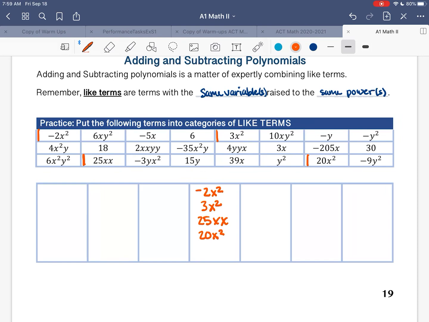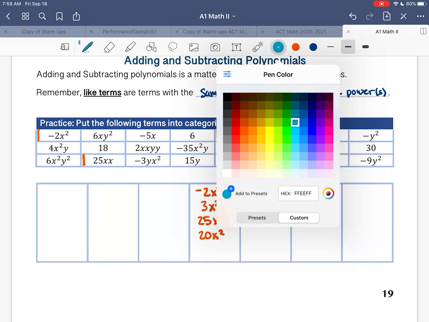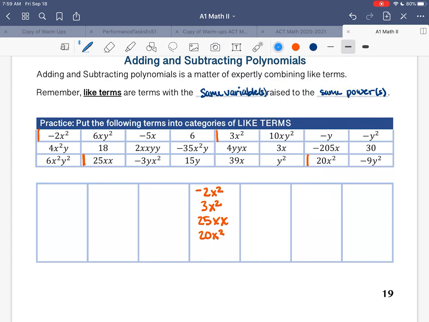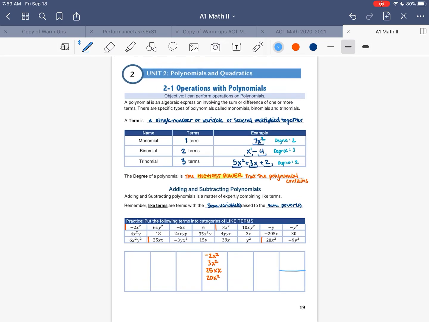So my encouragement to you is to go through each of these terms and put them in groups according to their like terms. I'm also gonna just tell you that this actually requires one more category than I gave you here. So there's actually 1, 2, 3, 4, 5, 6, 7, 8 different groups of like terms that you can make out of this table. So I would encourage you to try that.